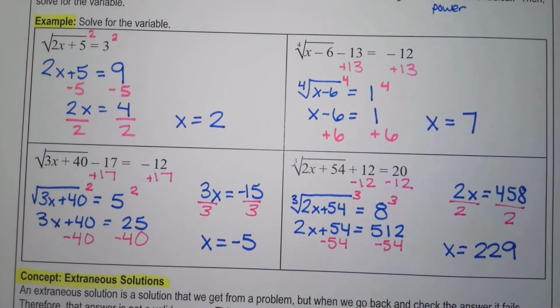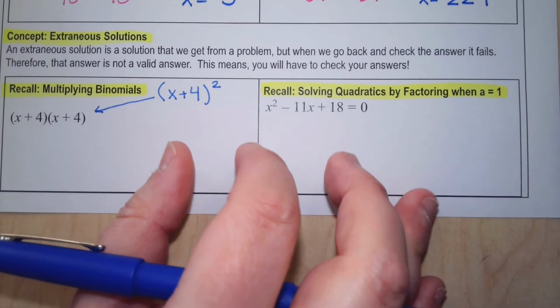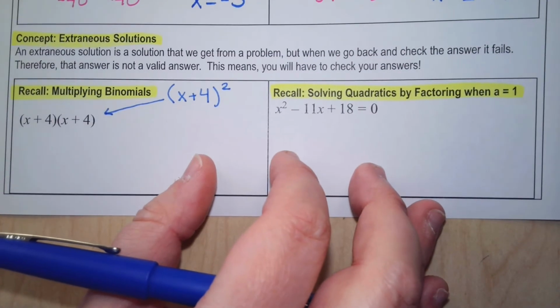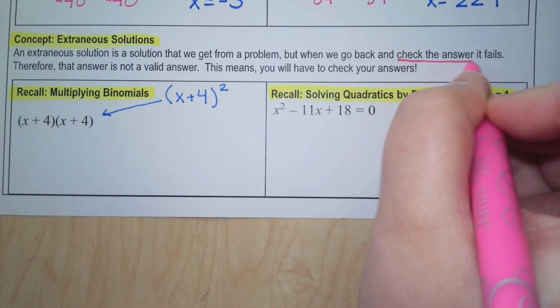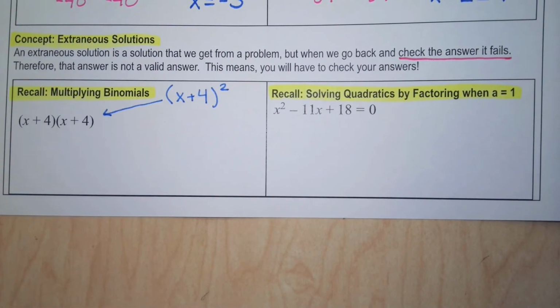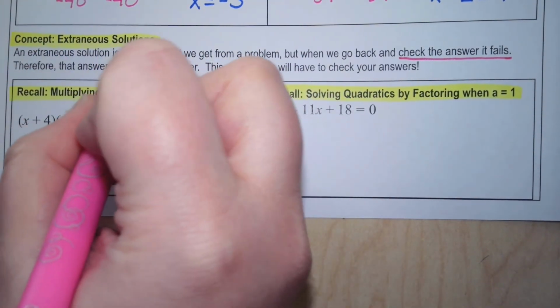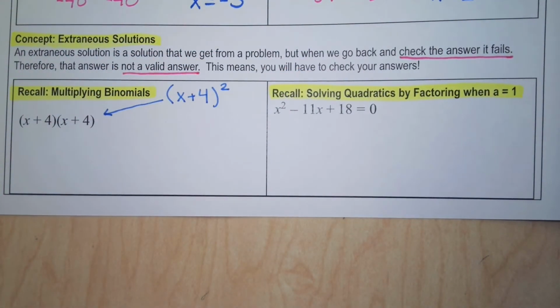All right, now we need to take a look at what are called extraneous solutions. An extraneous solution is a solution that we get from a problem, but when we go back and check the answer, it fails. Therefore, the answer is not a valid answer. This means in these next few problems, you will be checking your answers. Now, to do these next problems we're going to do, we have to remember some first semester stuff.